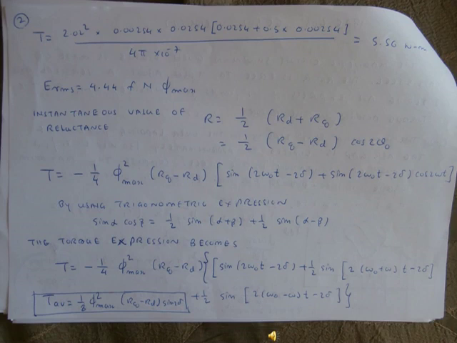So the torque expression becomes T equal to minus 1/4 phi maximum square RQ minus RD in the bracket, sine 2 omega 0 t minus 2 delta plus half sine 2 omega 0 plus omega t minus 2 delta plus half sine 2 omega 0 minus omega t minus 2 delta. So this equation we got, and this is the torque at any time. The average torque can be calculated: T average is equal to 1 by 8 phi maximum square multiply RQ minus RD sine 2 delta. So this is the average torque calculation for the reluctance motor.